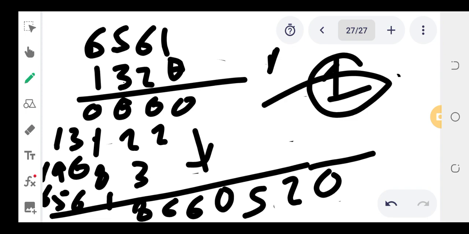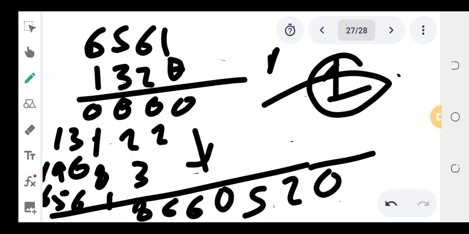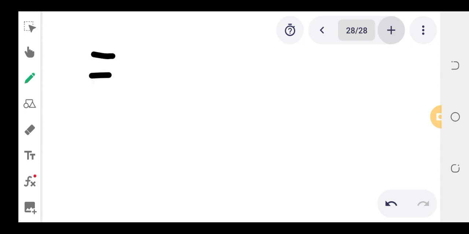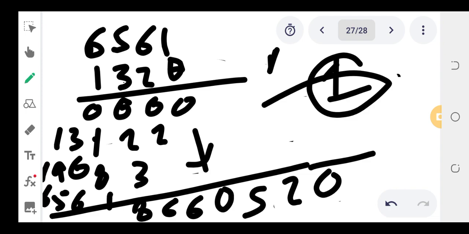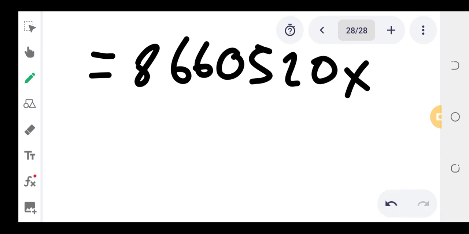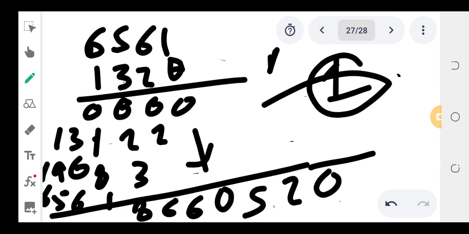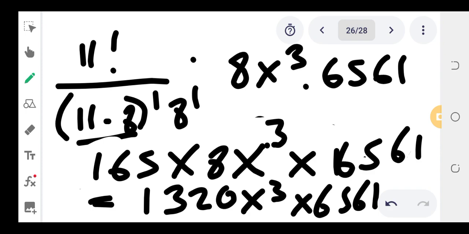So the final answer that we are getting there is 866, 0, 5, 20 to the power 3. So that is what the question demanded. So this is what we are going to be dealing with.